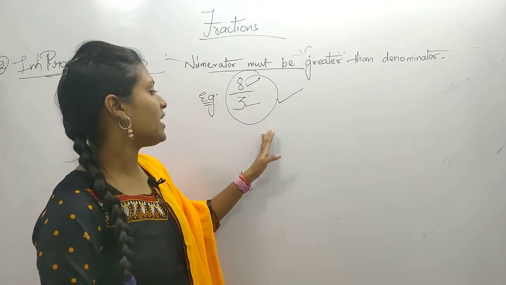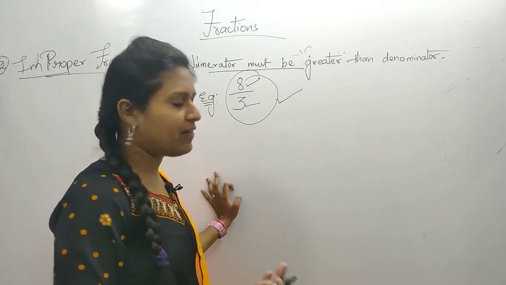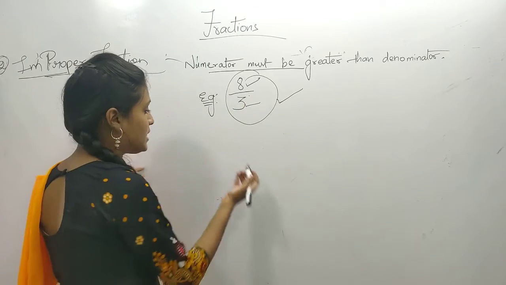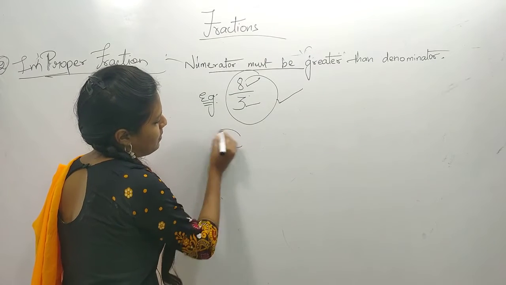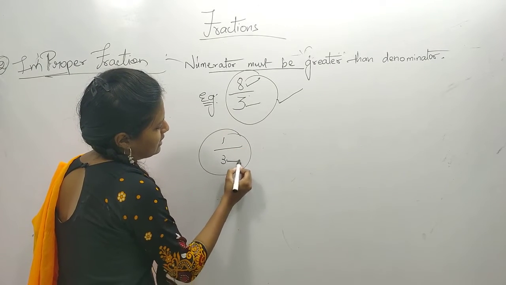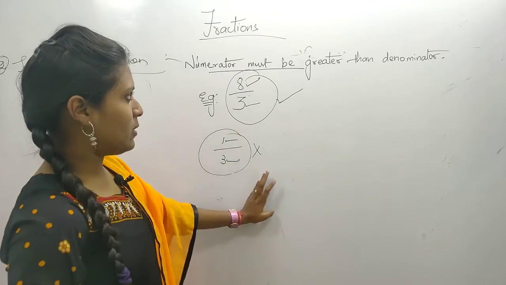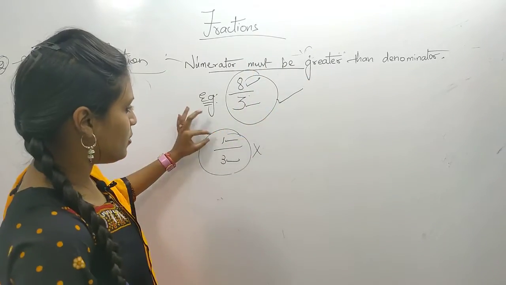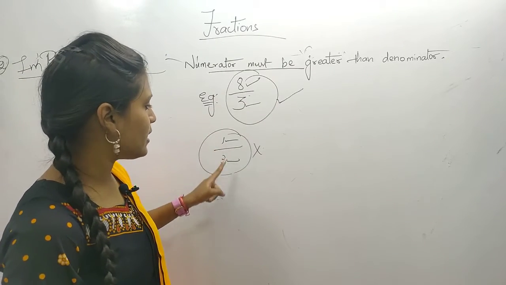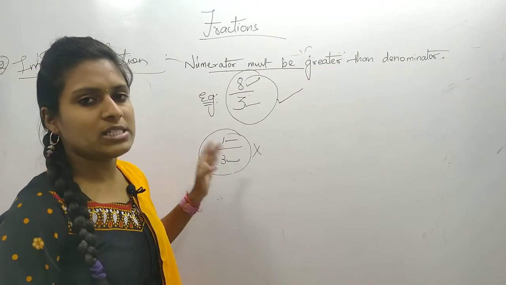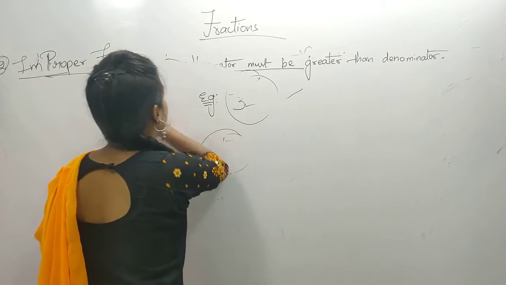Once again, by mistake you can make a small mistake in a hurry. Let's observe what mistake you can make. By taking the numerator as 1 and the denominator as 3, the denominator 3 is greater than the numerator, so it is wrong. You must keep in your mind that the numerator, the number up top, must be greater than the denominator. Let's go further to the next fraction.